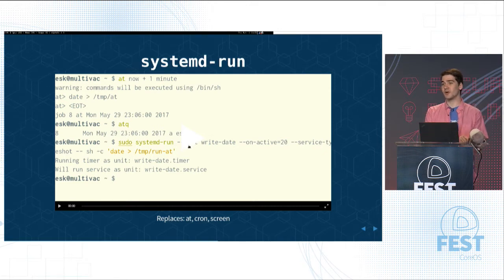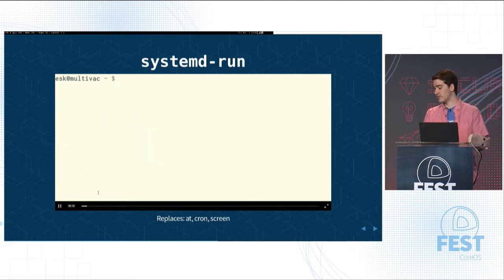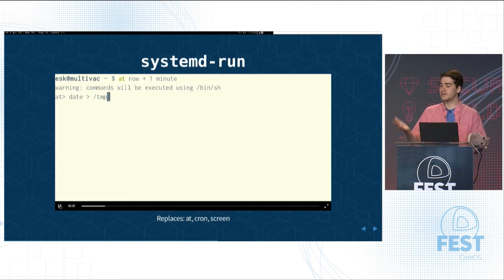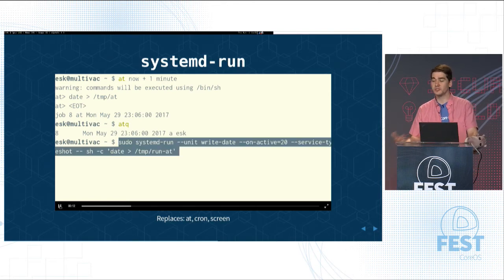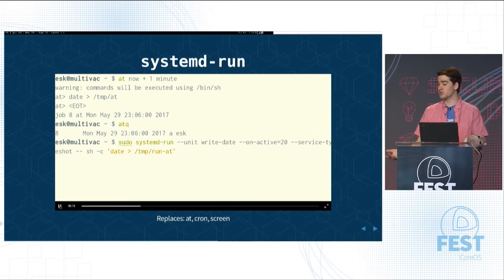In this case, I'm going to show how you can use systemd-run to entirely replace at. If you're familiar with at, it's a traditional Linux utility that lets you just say, in some duration, I want to run a command. In this example, we're running the date command in 1 minute. We can use atq to view them. We can use atrm to remove them.